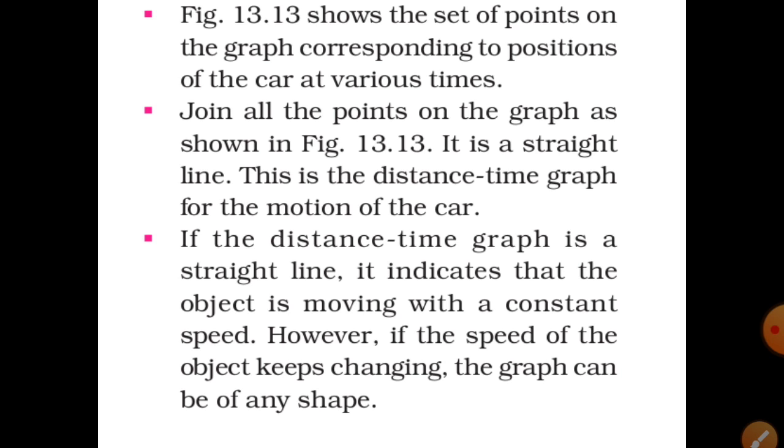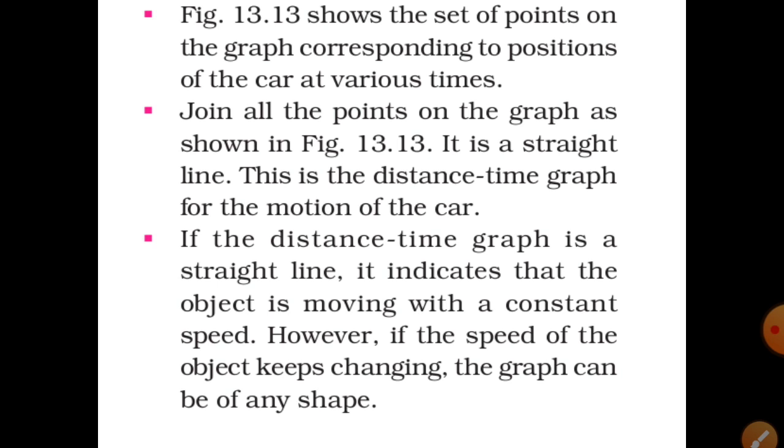Join all the points on the graph as shown in the figure. It's a straight line. This is the distance-time graph for the motion of the car. If the distance-time graph is a straight line, it indicates that the object is moving with a constant speed. However, if the speed of the object keeps changing, the graph can be of any shape.